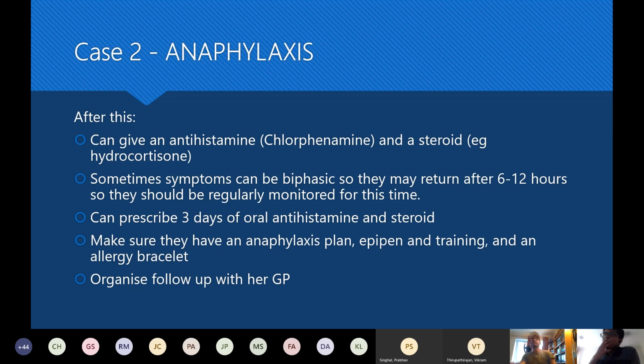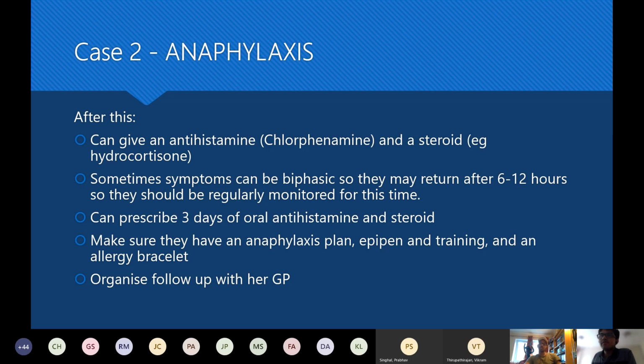Wrong order. Fine, yes. Generally, the antihistamine of choice is chlorphenamine, but again, that can vary. Steroids, again, can vary between hydrocortisone, prednisolone, whatever. That's just for its anti-inflammatory effect there. Importantly, sometimes the onset of symptoms can be biphasic.